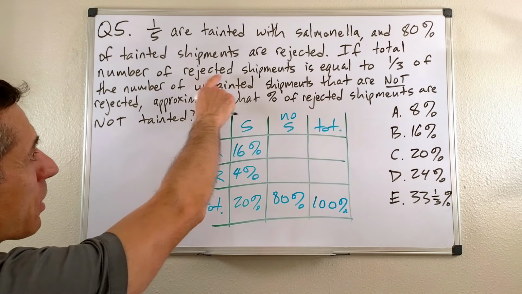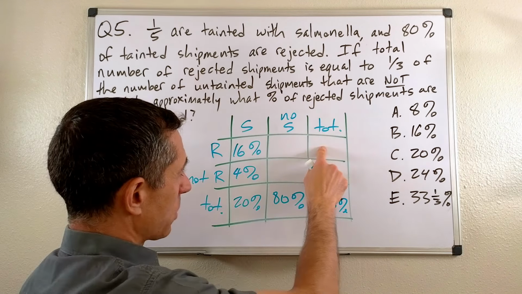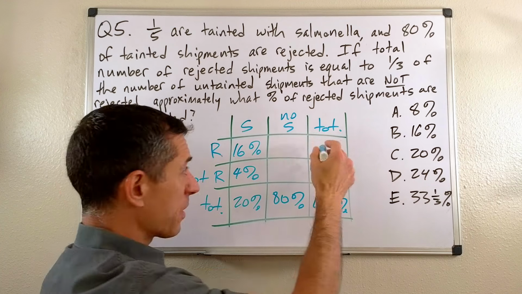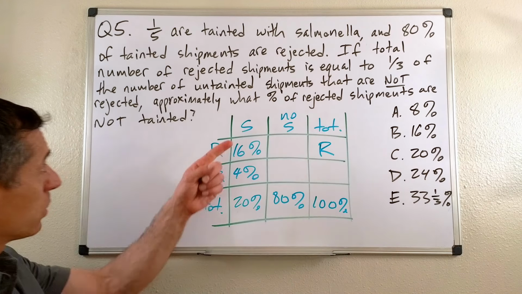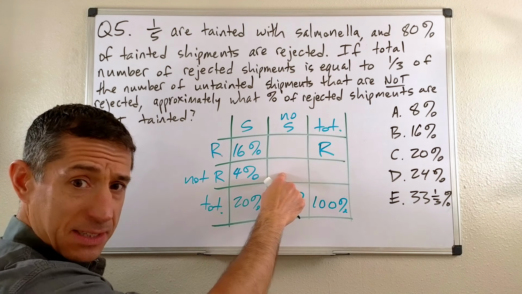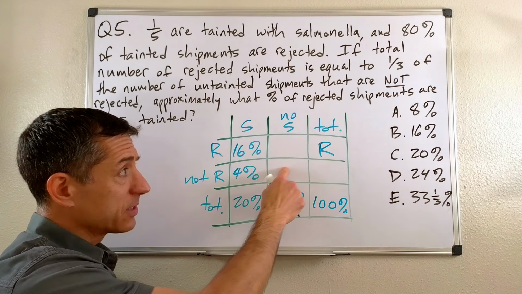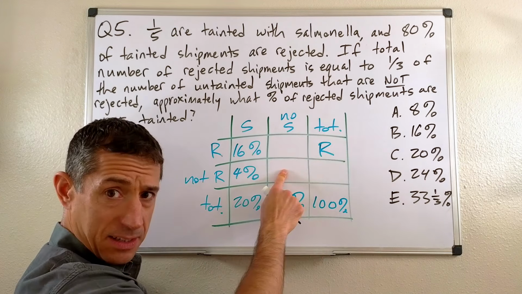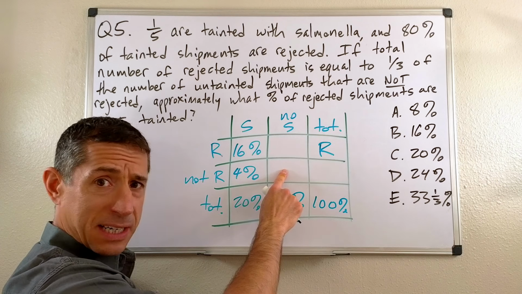So total number of rejected shipments, I'm just going to call that R for now, is equal to 1/3 of the number of untainted shipments that are not rejected. So this is equal to 1/3 of this. Think about that for a second. I could stick some fractions in here.